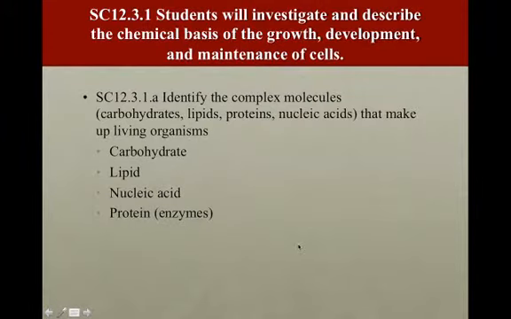Okay, so students, 3.1 says students will investigate and describe the chemical basis of the growth, development, and maintenance of cells. And you do this by identifying the complex molecules, the carbohydrates, lipids, proteins, and nucleic acids that make up living organisms. So what are carbohydrates?